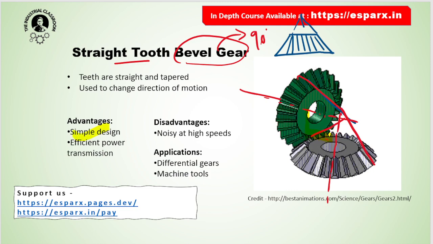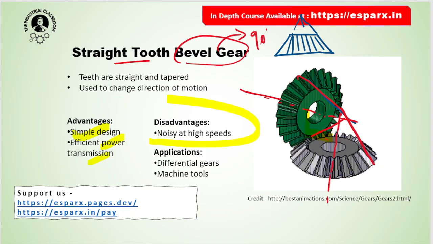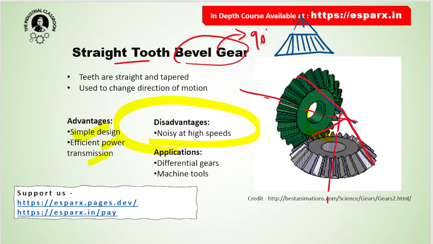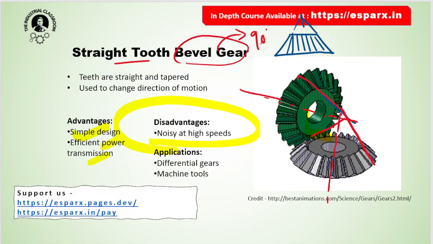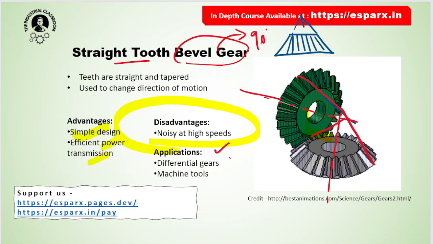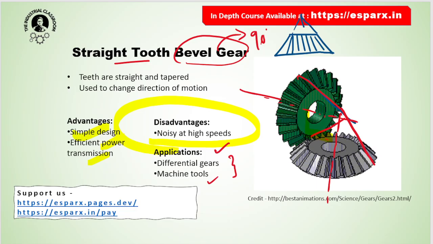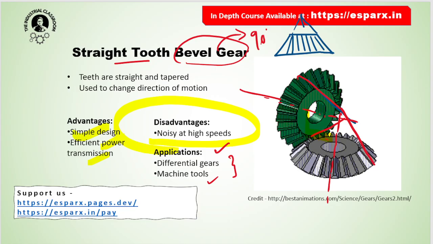Now, simple design, efficient power transmission, and it is noisy. Whenever we have straight gears, it's noisy generally because of a single point of contact, or we can say a single tooth contact, right? Next, application. It is used in differential gears. It is used in machine tools.